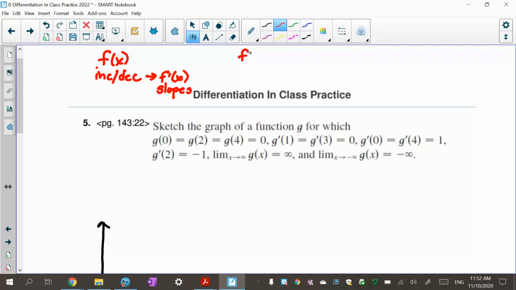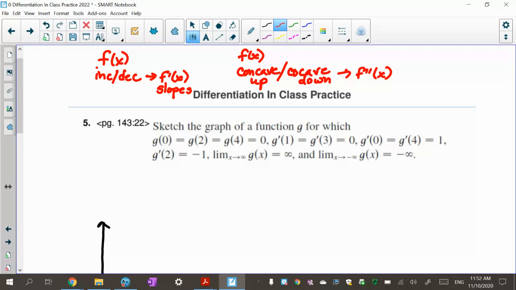And if I have my original function f of x, and then I talk about if it's concave up or concave down, concave up like a cup, down like a frown, that's usually where we're using f double prime of x. Tells us our concavity.